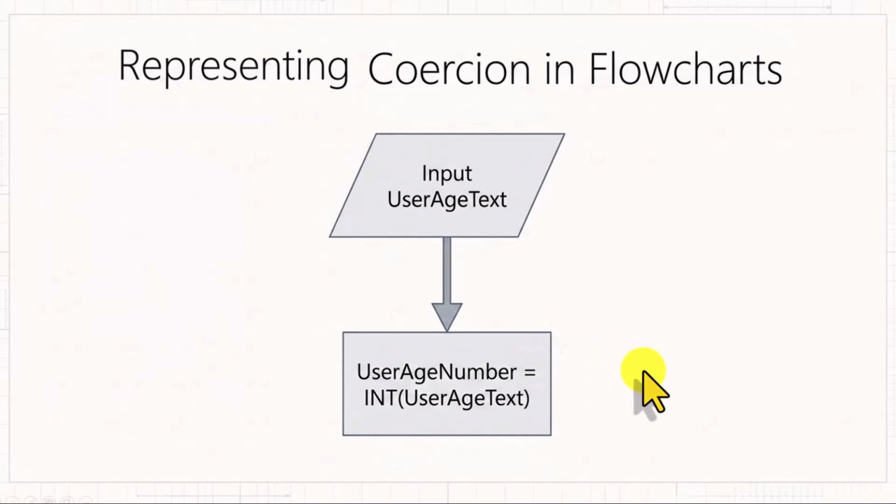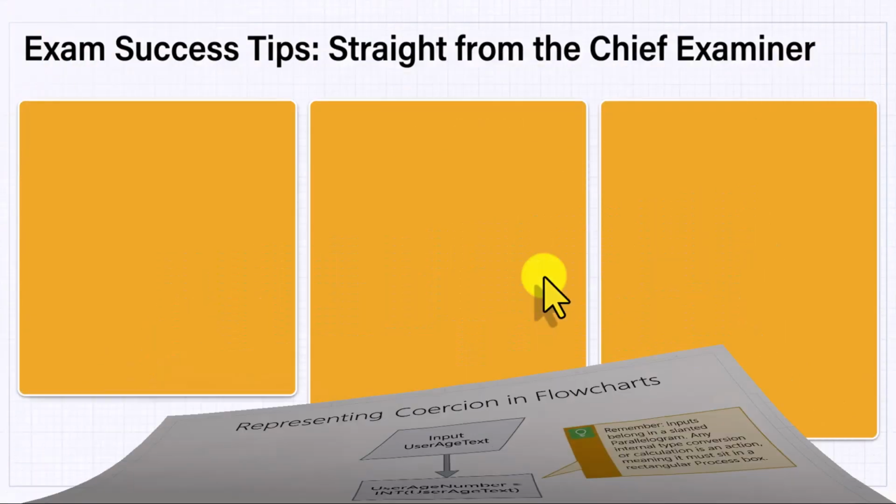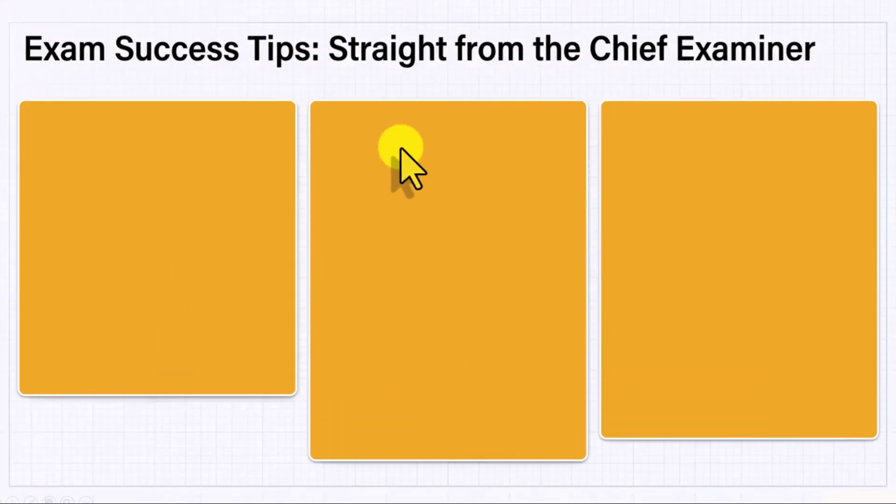If you are asked about this, you just have to know. Remember, inputs belong in a slanted parallelogram. Any internal type conversion or calculation is an action, meaning it must sit in a rectangular process box. Do not forget that. Then here we have some exam success tips for you, which are very important. You should pay attention to them.